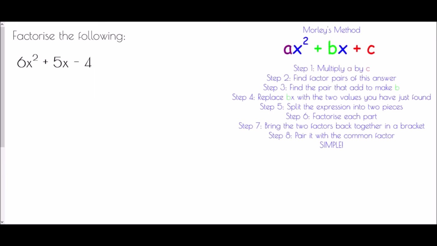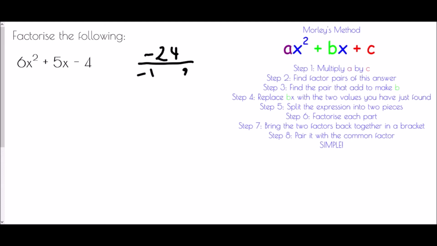So now we're going to introduce some negative values. I've got a negative 4 at the end of my expression. So I've got 6x squared plus 5x take away 4. And so first of all, step 1 of multiply a by c, it's exactly the same. It's 6 times negative 4. And so that means it's negative 24. And then what we are looking for is 2 numbers that are going to multiply to make negative 24.